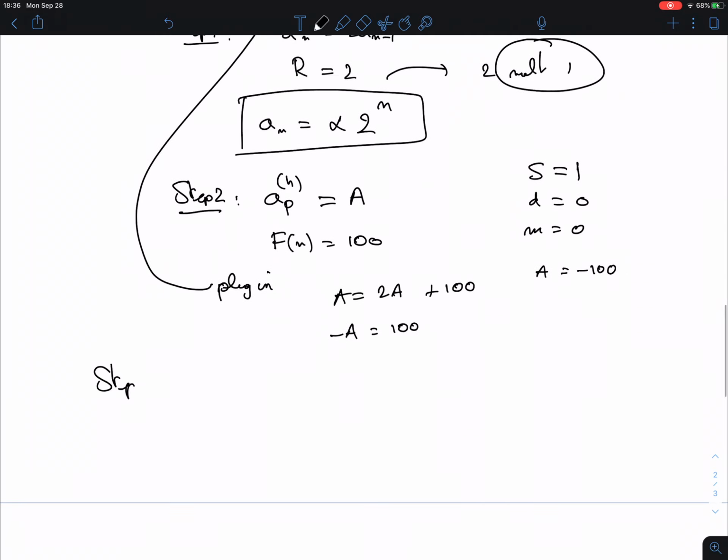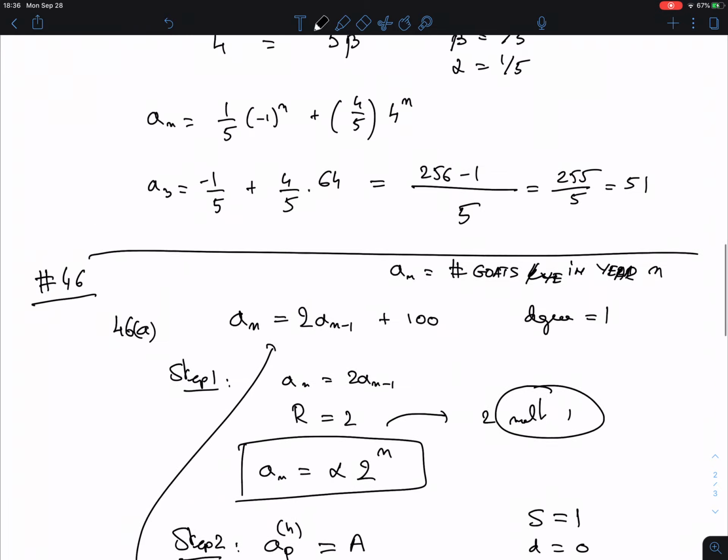So step 3. We know now that the actual number of goats is given by the general homogeneous one plus the particular one. The particular one is just minus 100. Yeah, minus 100. So, what do we need? Initial condition. So let's see.